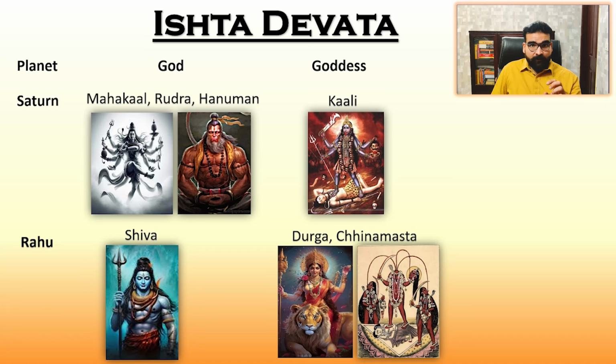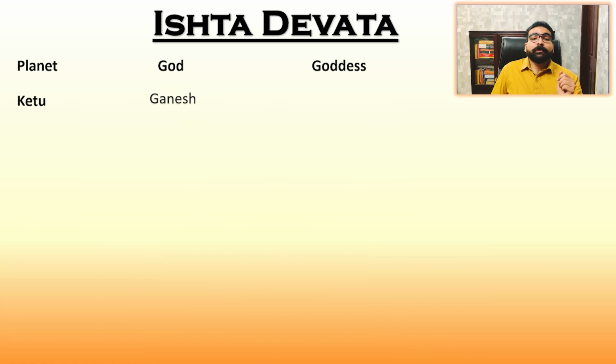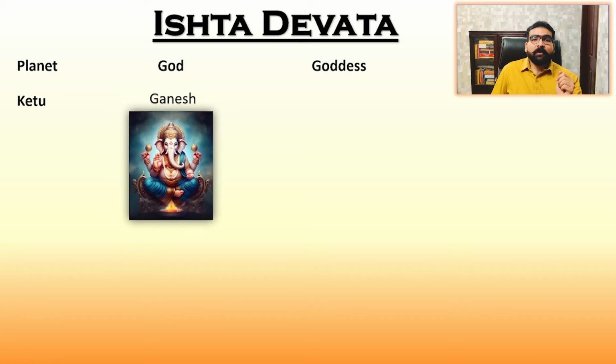Nobody can worship Chinnamasta unless you have a formal diksha by a guru or from a siddha in your life. But Rahu represents it. There are worshippers of Chinnamasta also. So who represents it? Rahu represents it. Then Ketu. Ketu is Ganesha, because Ketu does not have a head. So it represents a god who doesn't have a normal human head. There are various kinds of gods there, but the most profound is God Ganesha.